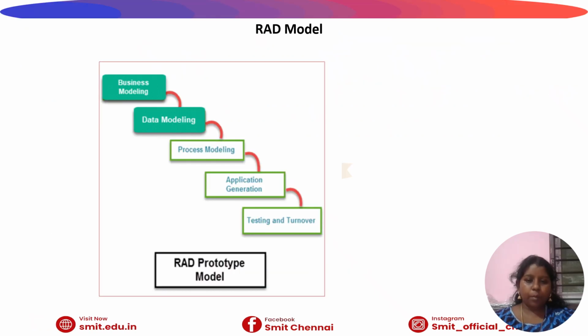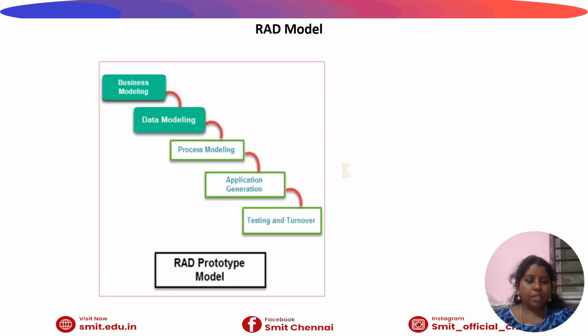We are going to discuss the RAD model, its advantages and disadvantages, comparison of the life cycle models, and the scenario questions. First, what is the RAD model? The RAD model is the Rapid Application Development model, a software development process based on prototyping without any specific planning. The steps are business modeling, data modeling, process modeling, application generation, testing, and turnover. Each step follows step by step for the final output.